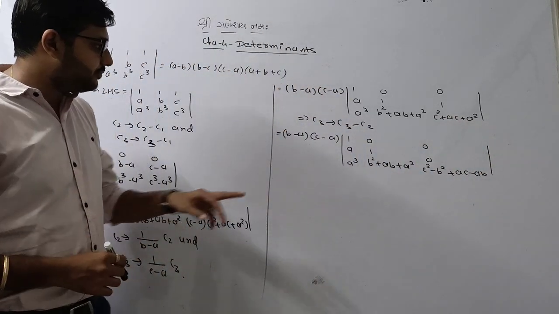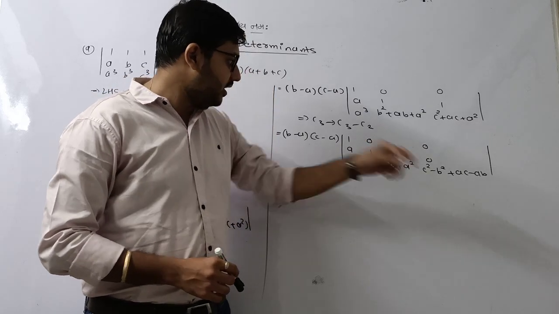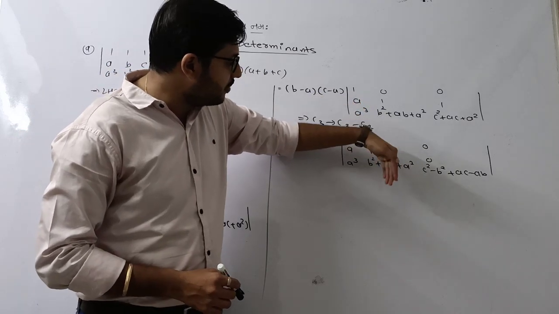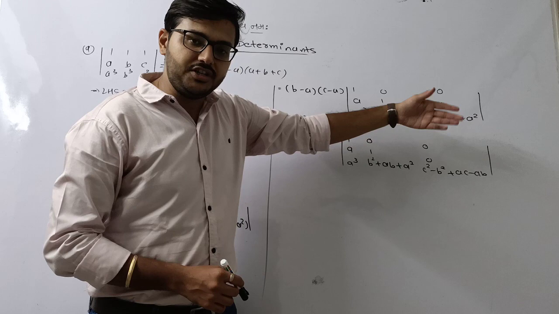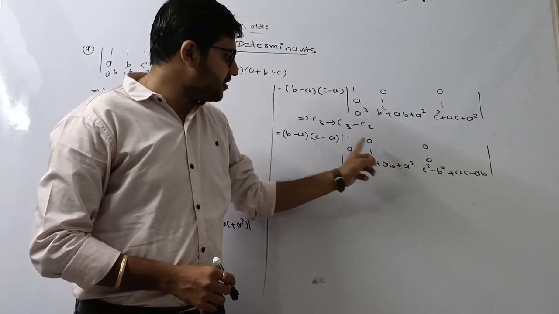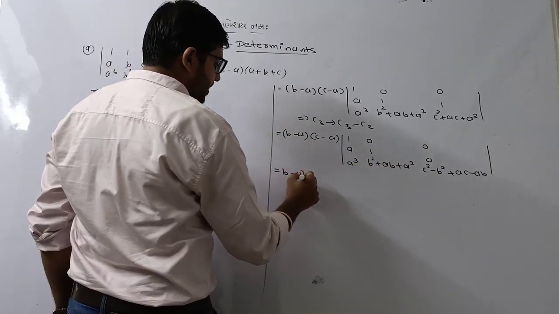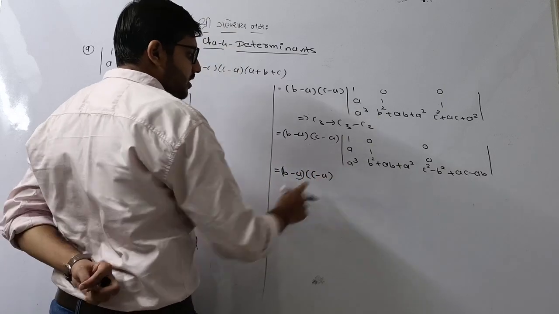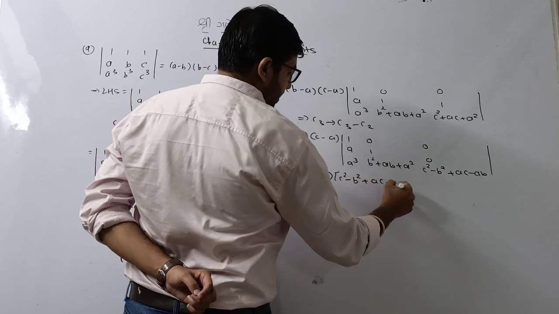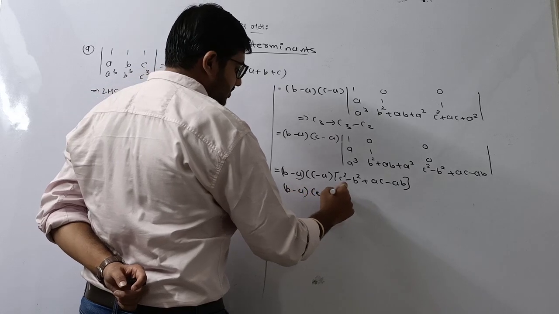So it's again a form of lower triangular determinant. It's a lower triangular determinant because just check that the principal diagonal elements and above that all the elements are 0. So it's a form of lower triangular determinant which has answer equal to the multiplication of principal diagonal elements, right? So from that we can say b minus a, c minus a, 1 into 1 into c square minus b square plus ac minus ab.